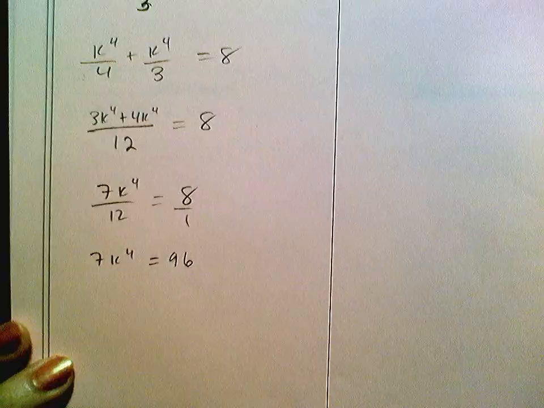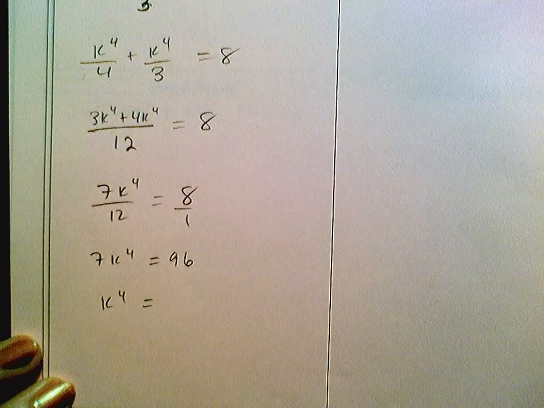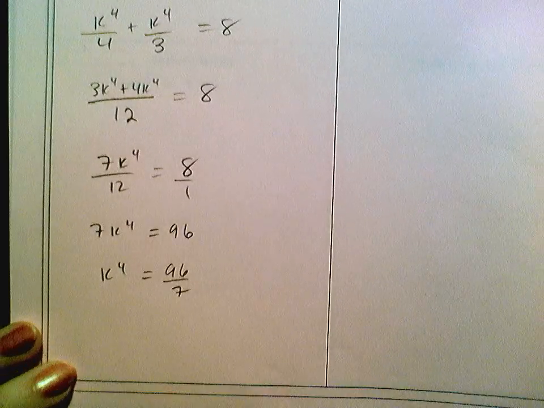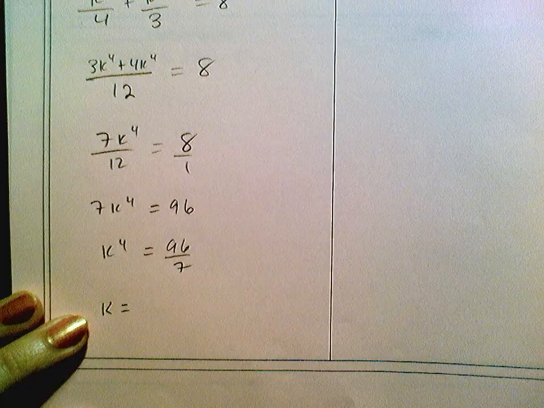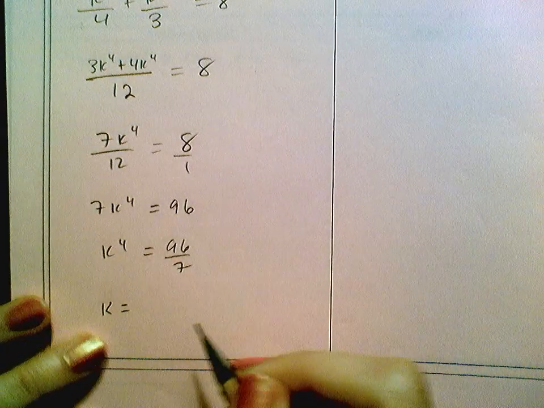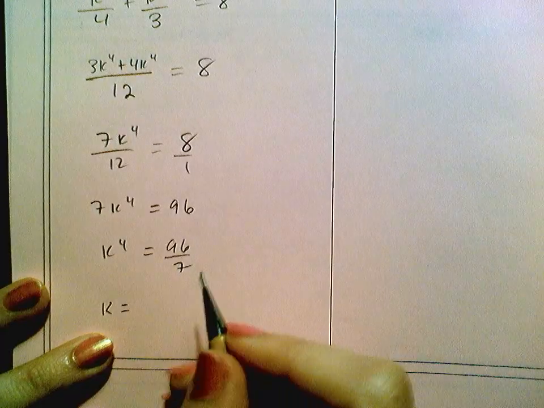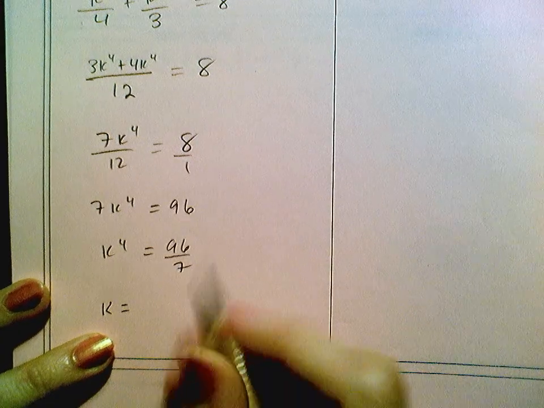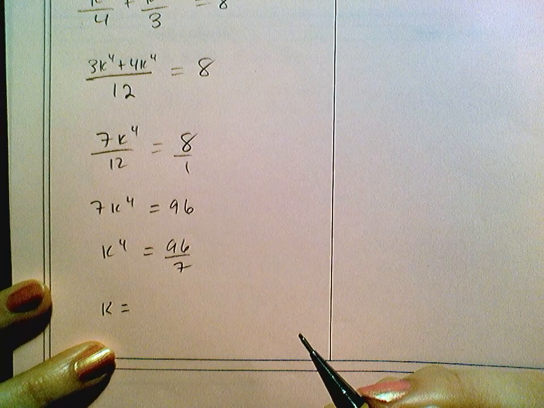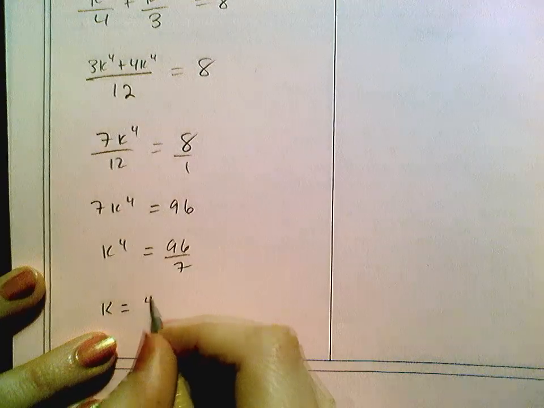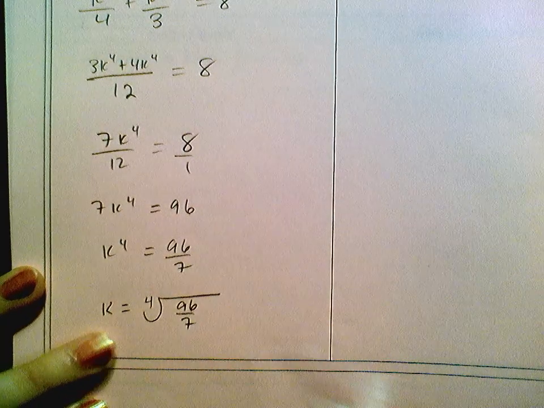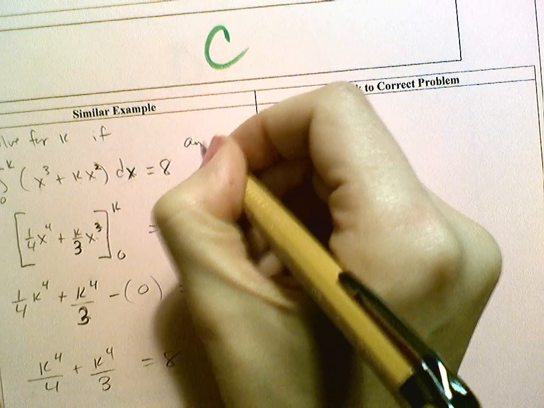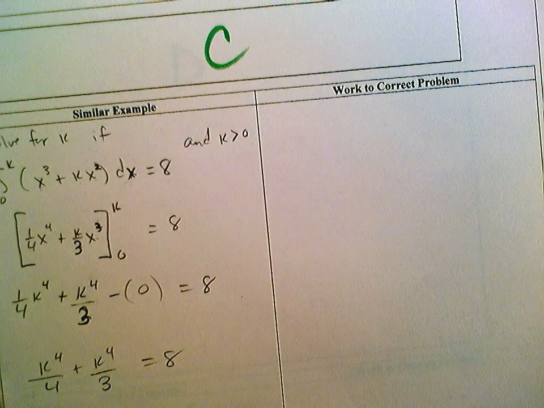equals 96. So k to the 4th equals 96 divided by 7. So k is equal to... k is equal to, it actually should be plus or minus because we're taking the 4th root. Okay, so let's just say the 4th root of 96 over 7. And at the beginning, let me change, solve for k if that, and let's say, and k is greater than 0.